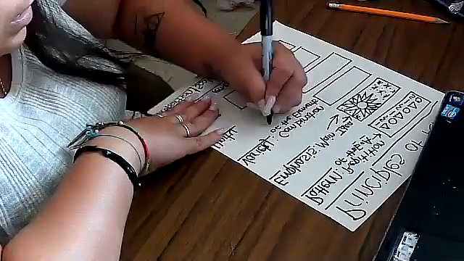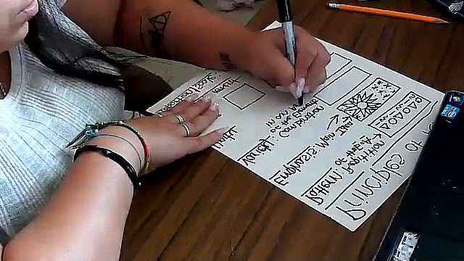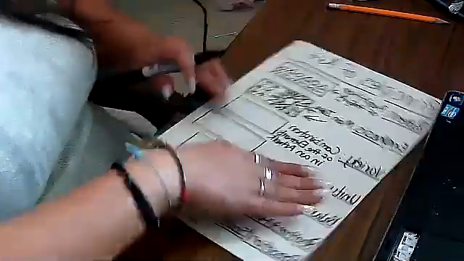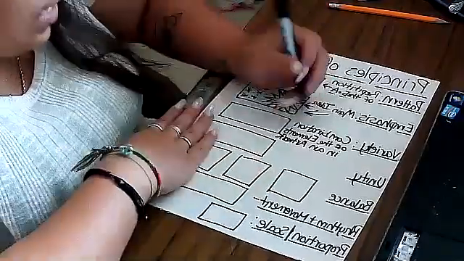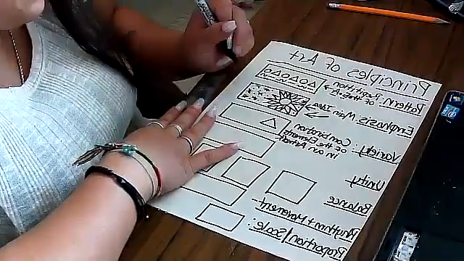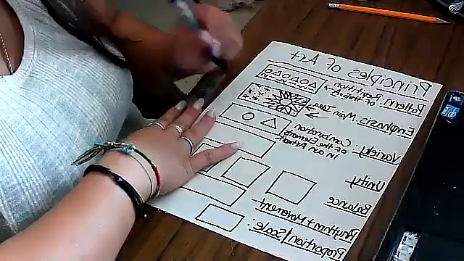Elements in an artwork. Okay, so it's a combination of the elements of art in an artwork. For example, if I have this shape right here, this shape right here, those are shapes.